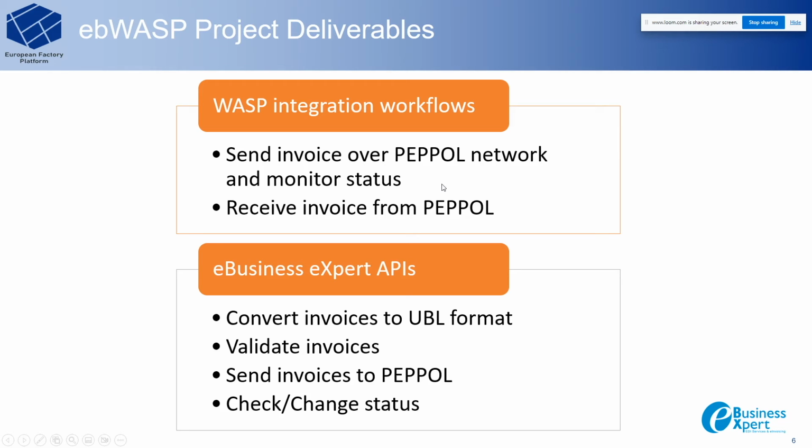The eBusiness Expert API can convert invoices from any format into UBL format, and the UBL format is the format used by the PayPal network. They also provide other functions to validate invoices and handle error checking, sending them on the network, but also, as we have seen, monitor the status changes of the invoice as it goes through the network.